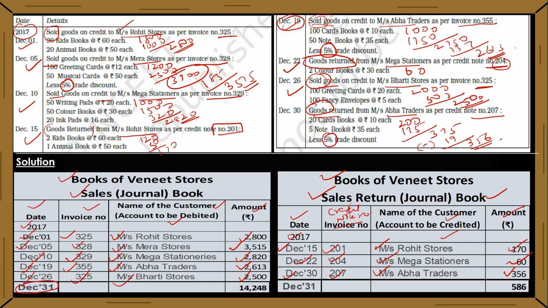Now on December 31 we have to total the sales journal book. The total of all these transactions, 2800, 3515 and so on, is 14248. Similarly, in the sales return journal book on December 31 the total is 170, 60, 356, which is 586.